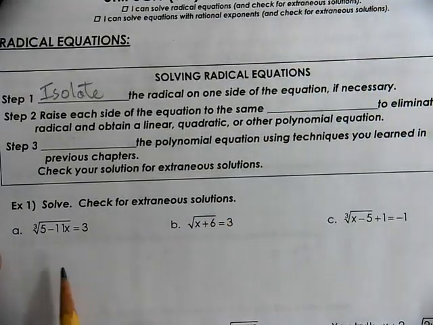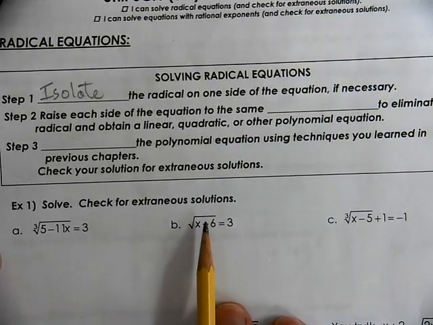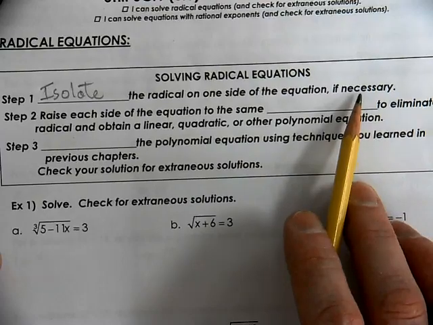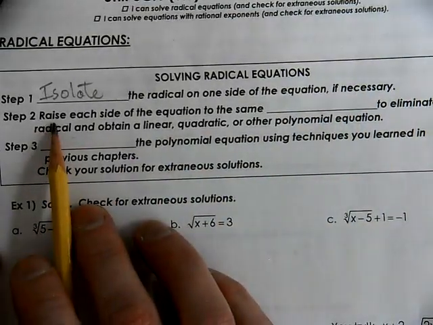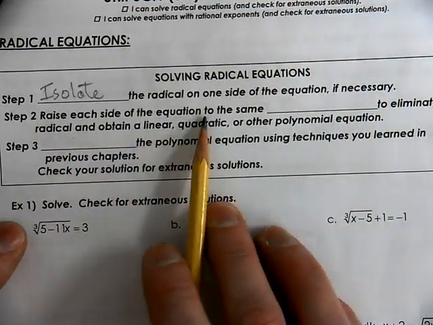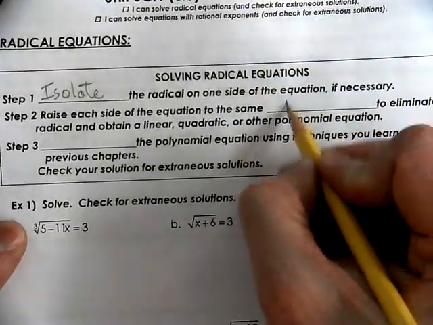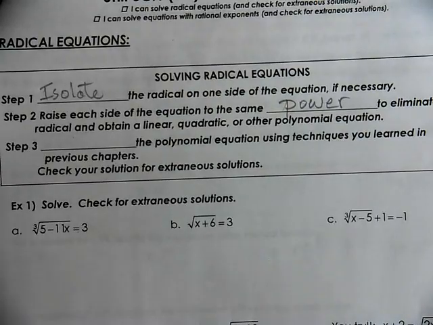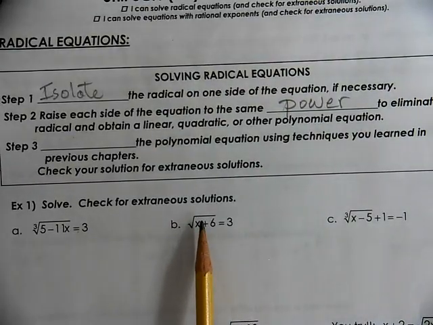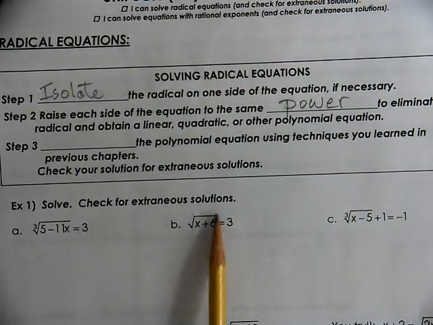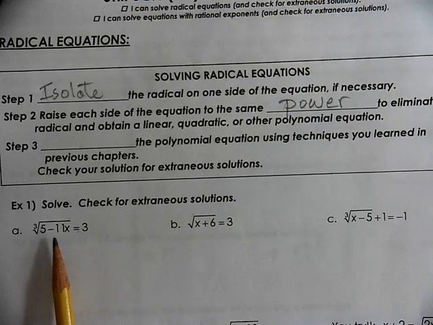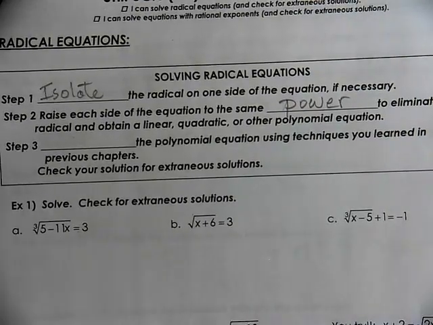If you look at these first two examples, the radical is isolated. It's all by itself, so that's why it's "if necessary." Then we're going to raise each side of the equation to the same power. So if you're working with the square root, you're going to square it to get rid of the square root.